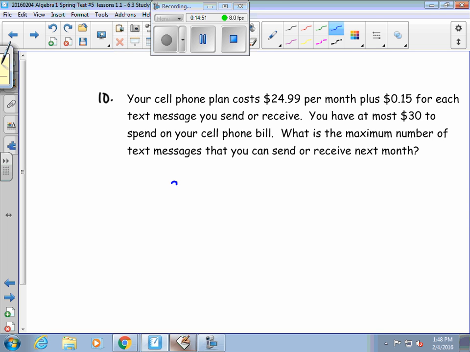It costs $24.99. That's how much it costs, no matter if you send 0 text messages or an infinite amount, plus they charge you 15 cents per text. So plus 15 cents per text, which is an unknown amount. So it'll be times X. And then you have the number $30 that you can spend. So 24.99 plus 0.15 times X. That number, this whole side here together, when you put it together, has to be less than or equal to $30 because you can't spend $31.